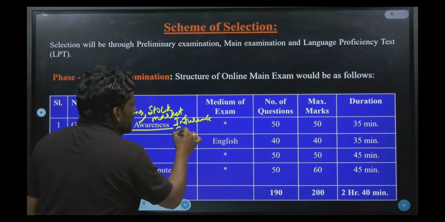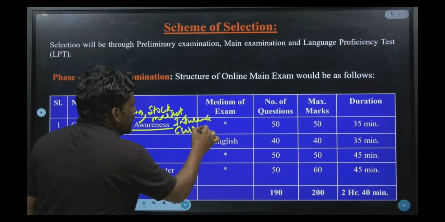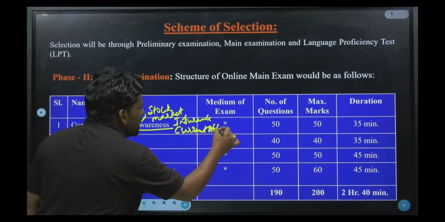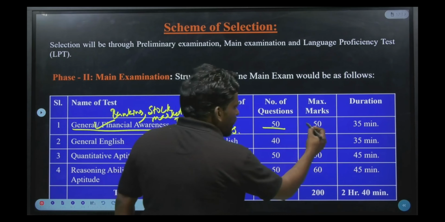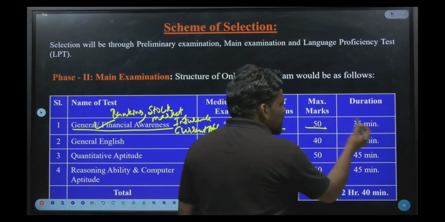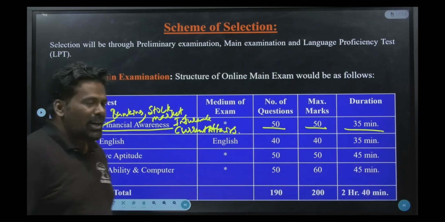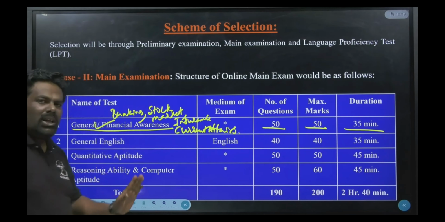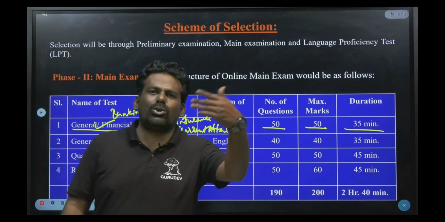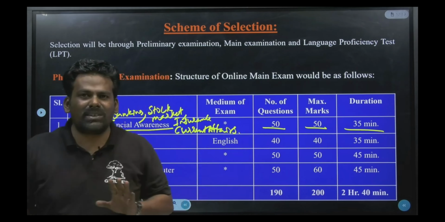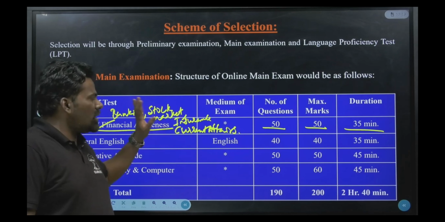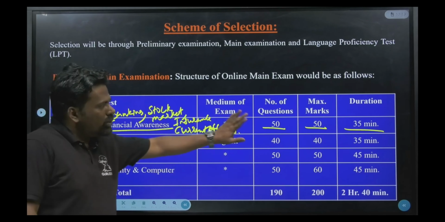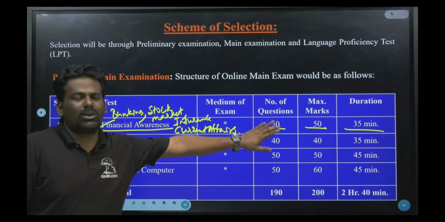Then mostly you will be getting current affairs questions, okay? So you have to focus more on current affairs. From this particular section, you will be getting 50 questions for 50 marks, and those questions you have to solve in 35 minutes, okay? It's very easy because you have to read the question. If you know the answer, you will mark it, otherwise you will go to the next question, because here there is no calculation which is required, as simple as that. So if you are good in your general awareness or financial awareness, you can score very good marks in this particular section, okay?